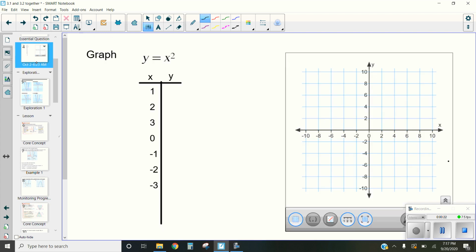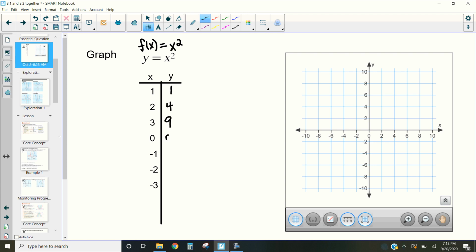So here's our parent function, and again, we can write it in function notation, so f of x equals x squared. Now, I just want to take a look at what this graph looks like. How we do that is we substitute these values in for x, and then whatever their output value is, that's what we graph on our y-axis. If I put 1 in, 1 squared is 1, 2 squared is 4, 3 squared is 9, 0 squared is 0, negative 1 squared is 1, negative 2 squared is 4, and negative 3 squared is 9. Notice this pattern here, that they kind of circulate around that 0.